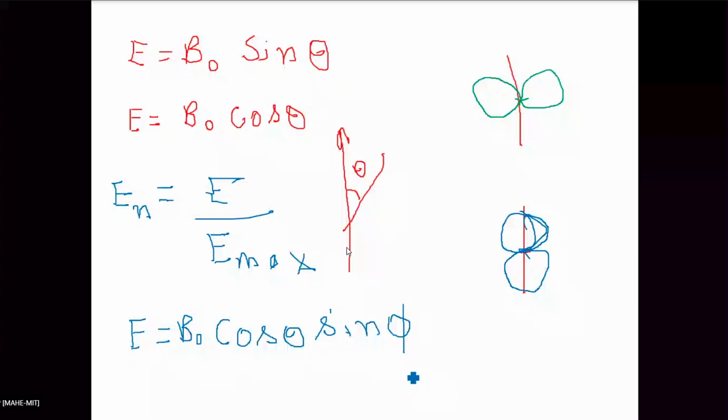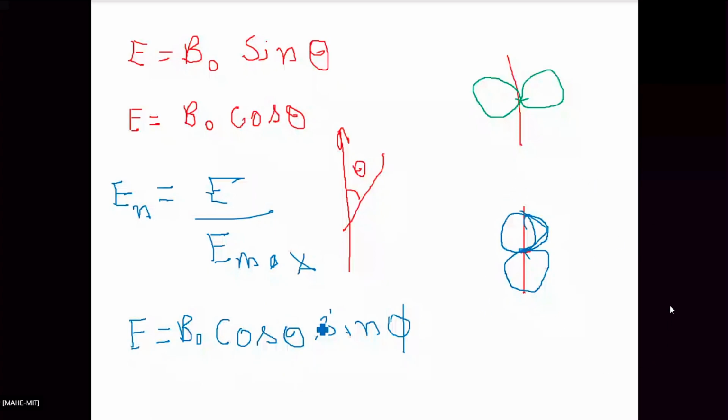Suppose the electric field is given as E = B naught cos theta sin phi. Now, how do we draw the pattern? In this case, we have to draw the pattern in two planes. One, you have to keep phi constant, for example phi equal to 90 degrees. So sin phi is 1.